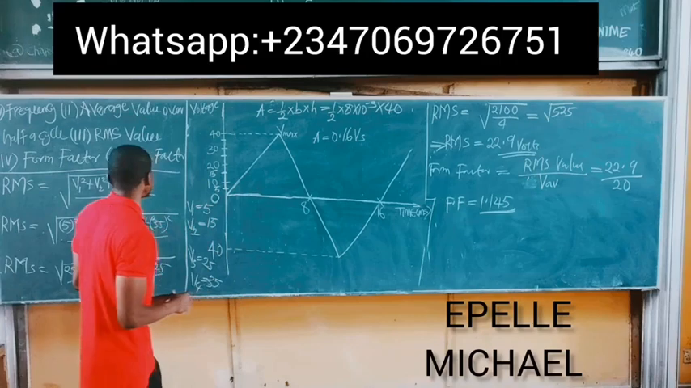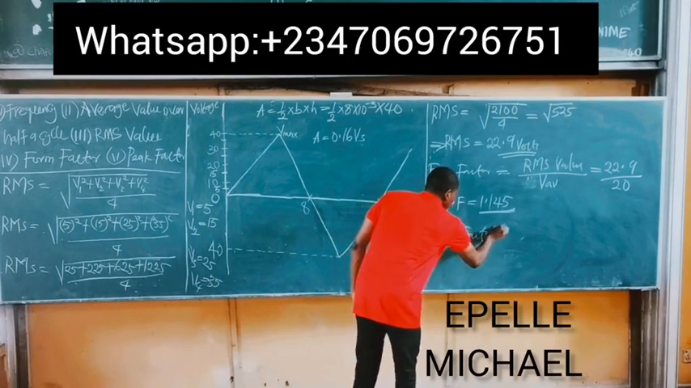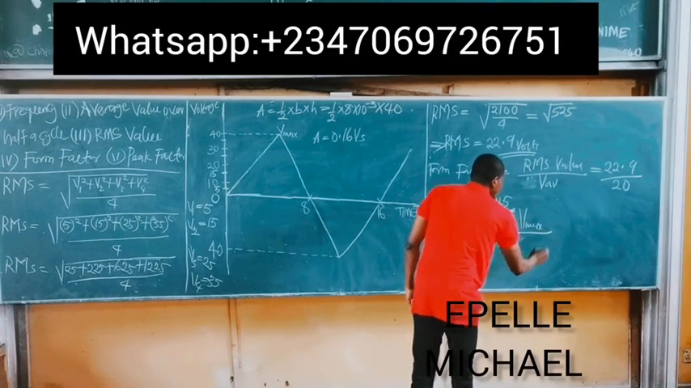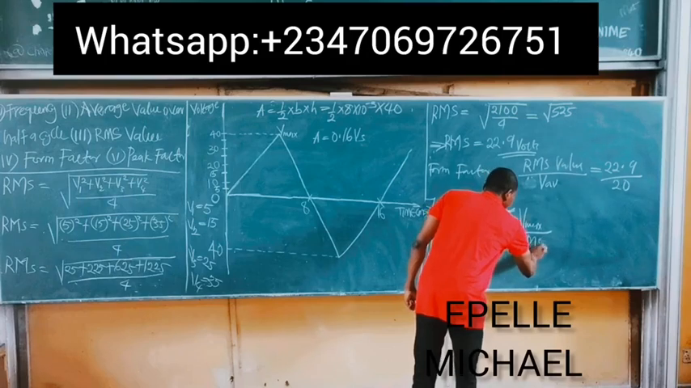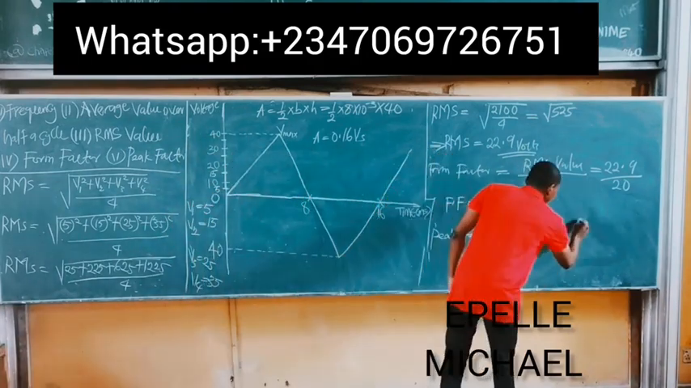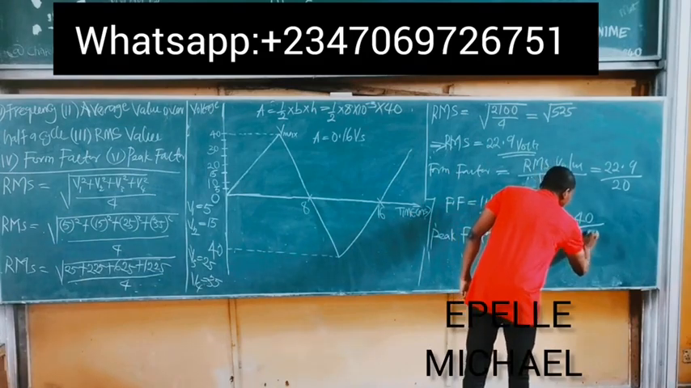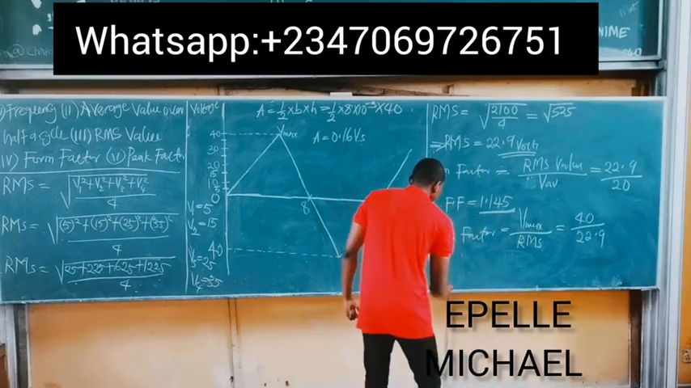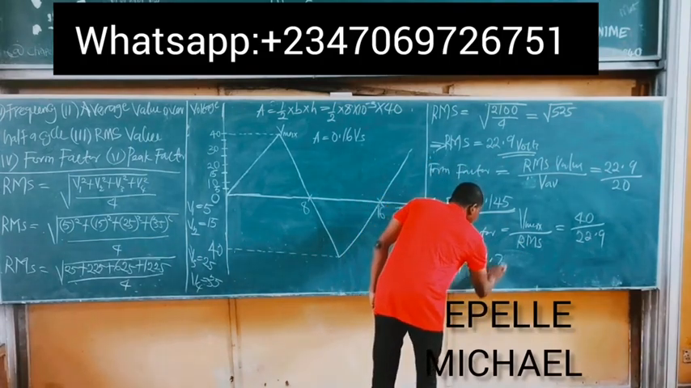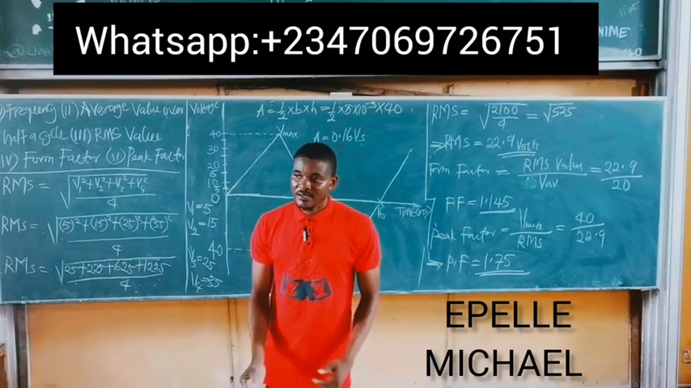Next question says we should find the peak factor. Peak factor is simply the peak value or the maximum voltage, Vmax, divided by the root mean square value, RMS. And the maximum voltage in this question is simply what? 40. So you simply have 40 all over the root mean square value, 22.9. So please give me this value. This implies that peak factor is 1.75. So that becomes the peak factor. It's as simple as that.